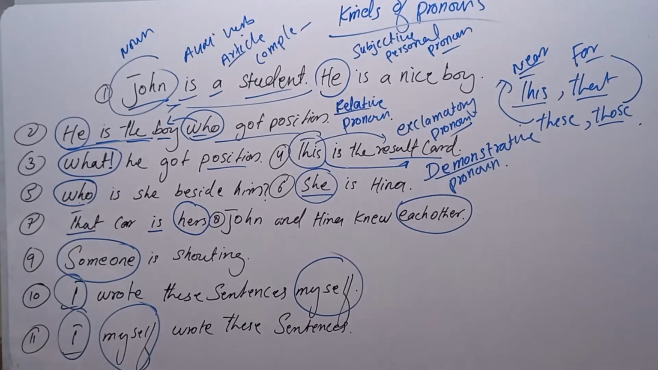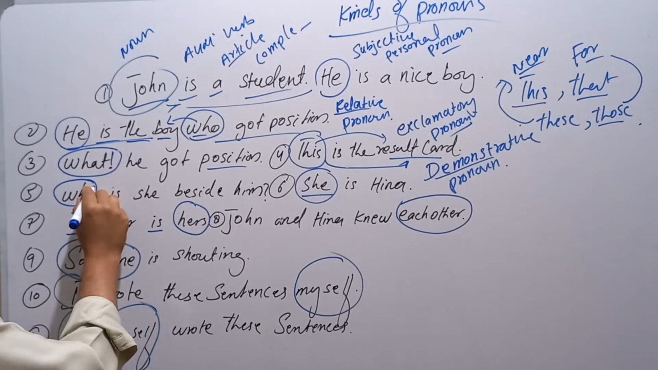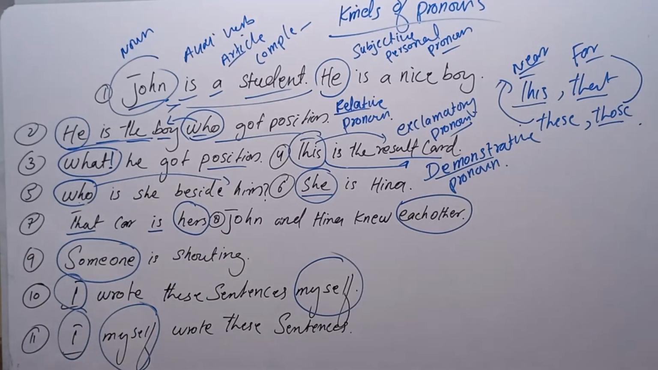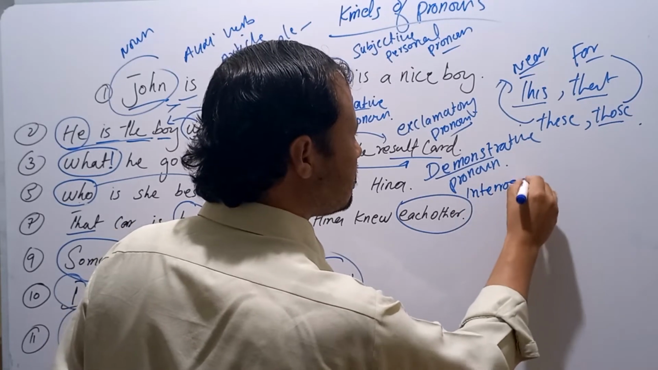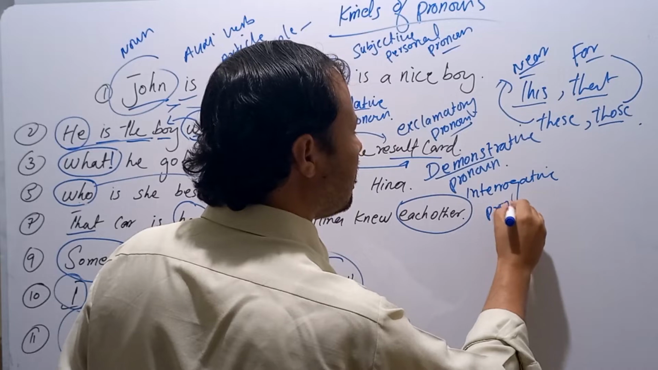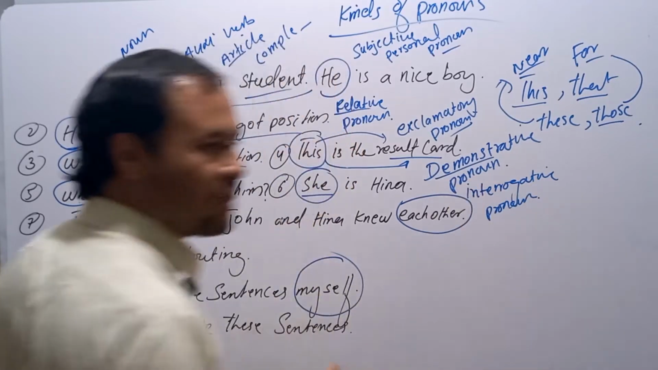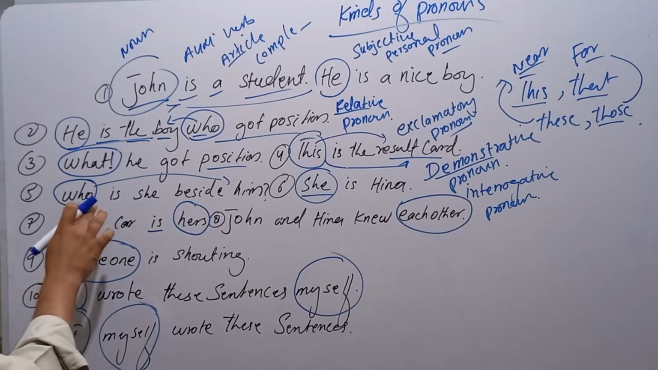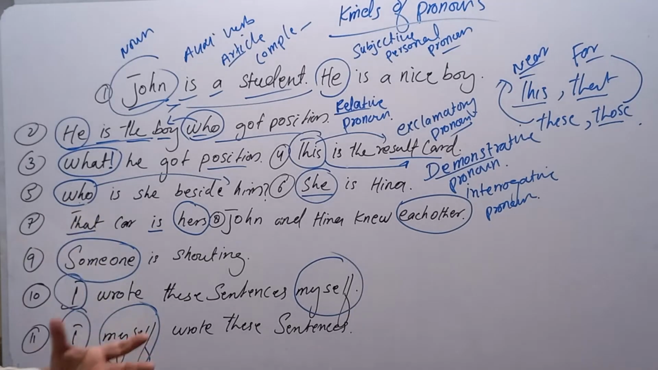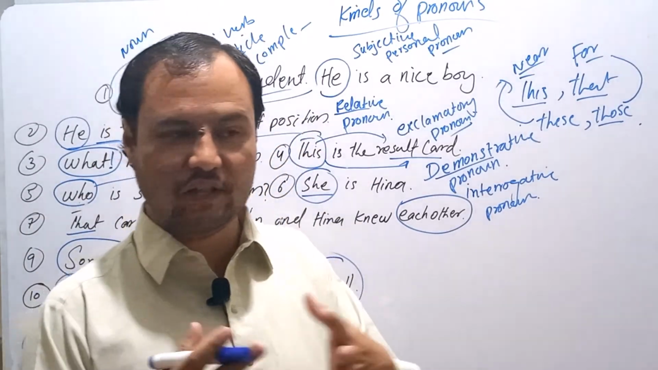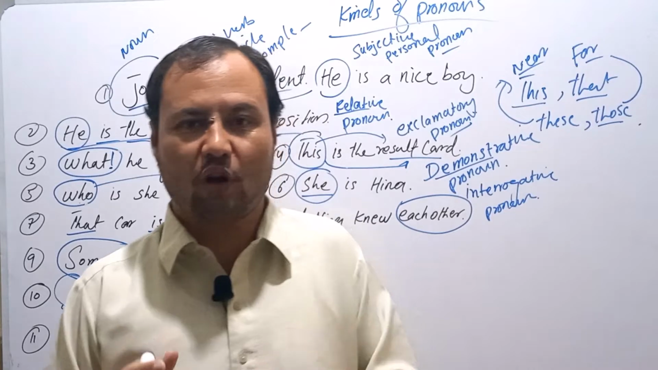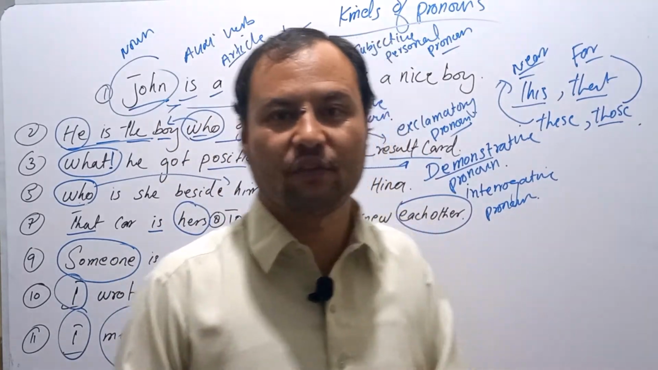Who is she beside him? It means it is demonstrating to the pronoun or noun. So what kind of pronoun is it? It is called an interrogative pronoun. We call it interrogative pronoun. Now, how is it an interrogative pronoun? Interrogative itself means interrogation, when we ask a question. So any pronoun which is used for asking questions, we call them interrogative pronouns.